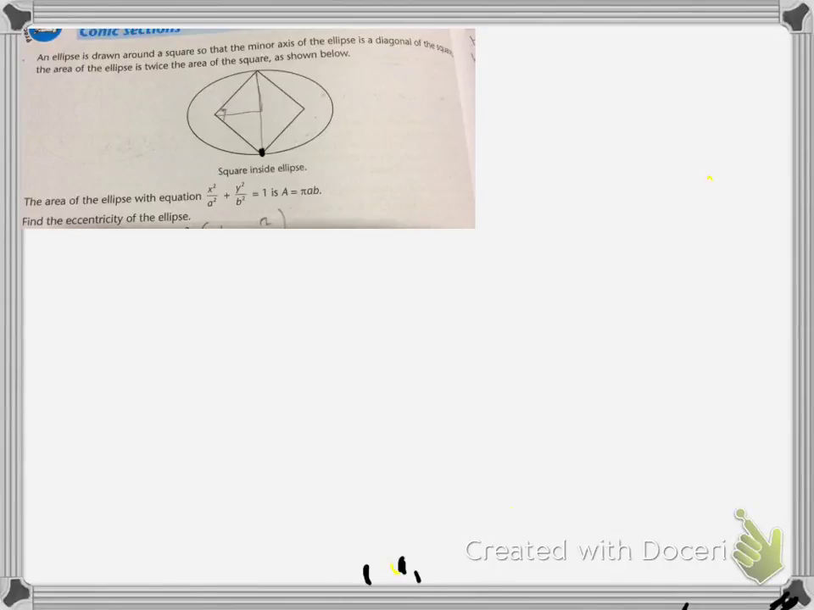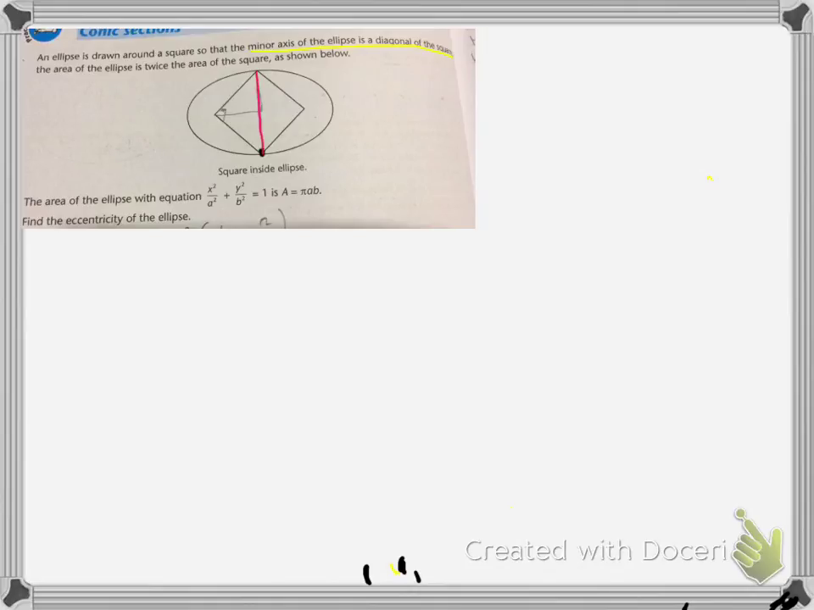Okay, so we're solving a scholarship question from the 2009 exam. We've got an ellipse with a square drawn inside it, where the minor axis of the ellipse is a diagonal of the square. The area of the ellipse is twice the area of the square. The minor axis of the ellipse is the same as the diagonal of the square.